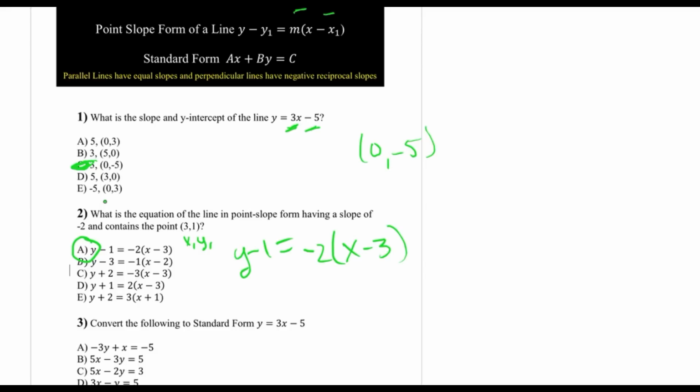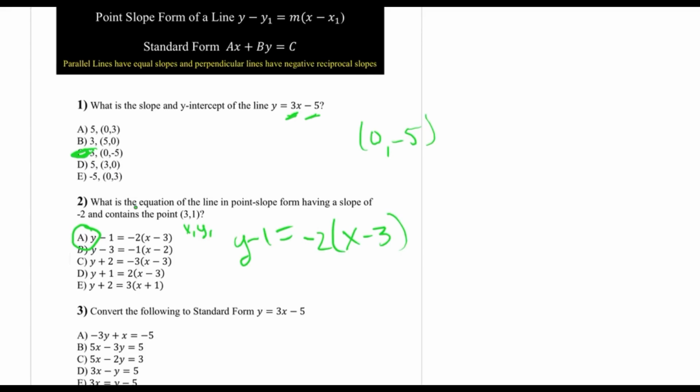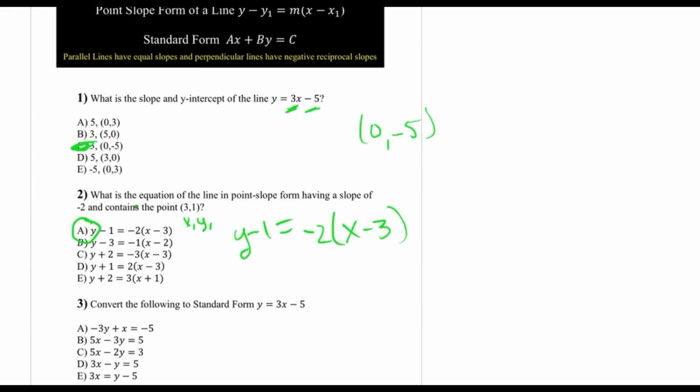Number 3, let's convert the following to standard form. Remember, standard form is ax plus by equals c, where a and b cannot be fractions, and a is always positive. So we have y equals 3x minus 5. Let's get the x's and y's on the same side, make them positive, and we'll put the number on the other side. So let's keep the 3x over here, split this equation up.